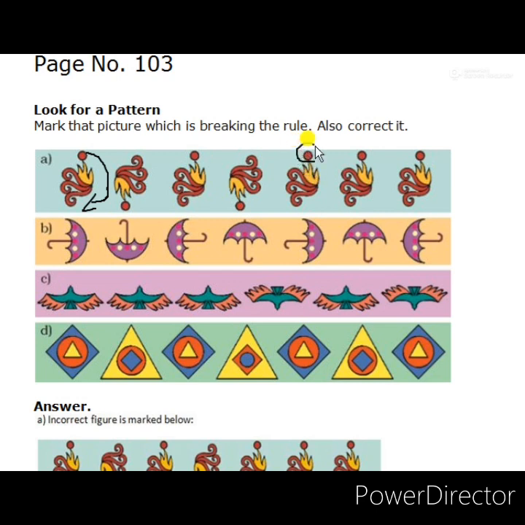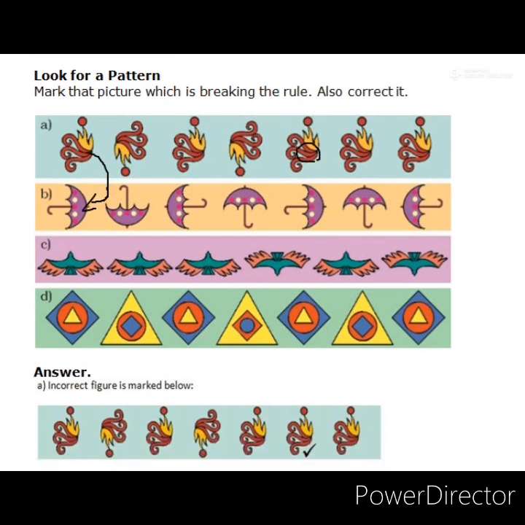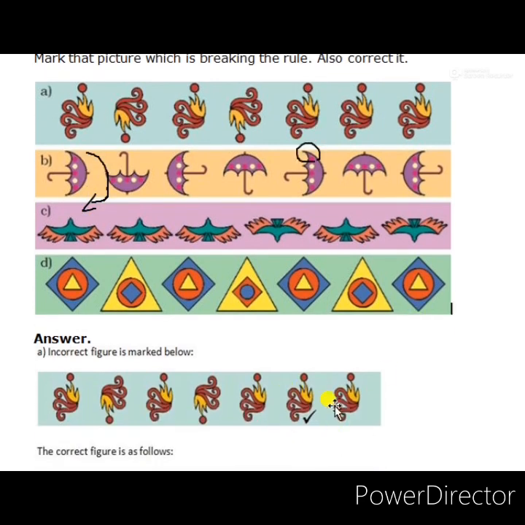Yes, that is also correct. But see the sixth figure. In the sixth figure, if it follows the same rule, the circular side should come at the downward position. But here it has been given at the same upward position only. So that pattern is not following the rule. The sixth one is breaking the rule. So you put a tick mark there in that picture.